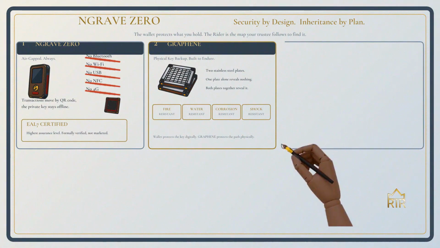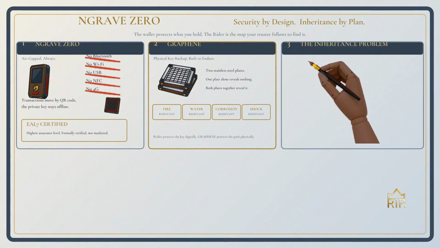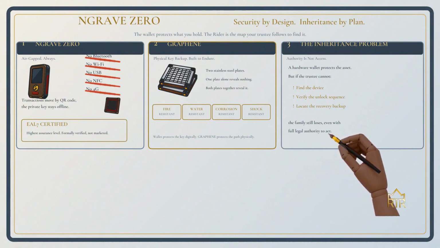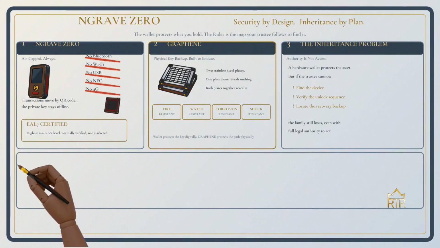Here's where the inheritance problem enters. A hardware wallet protects the asset from outside threats. But if the trustee cannot find the device, cannot verify the unlock sequence, and cannot locate the recovery backup, the family still loses, even with full legal authority to act. That's where the digital rider connects everything.